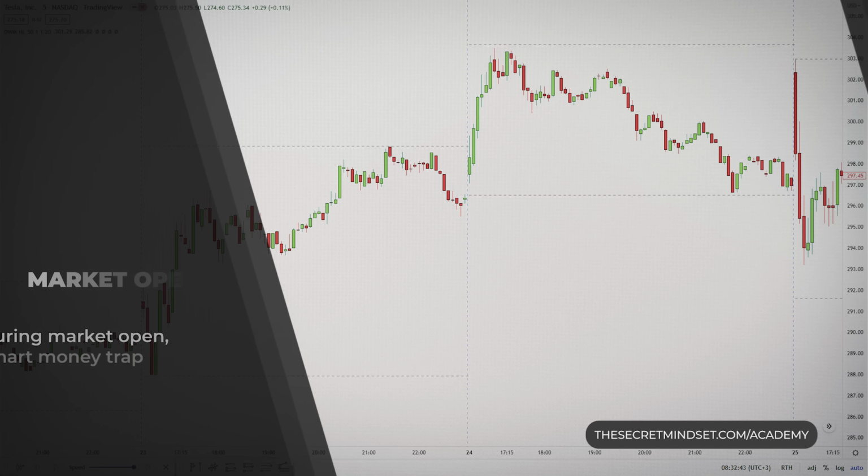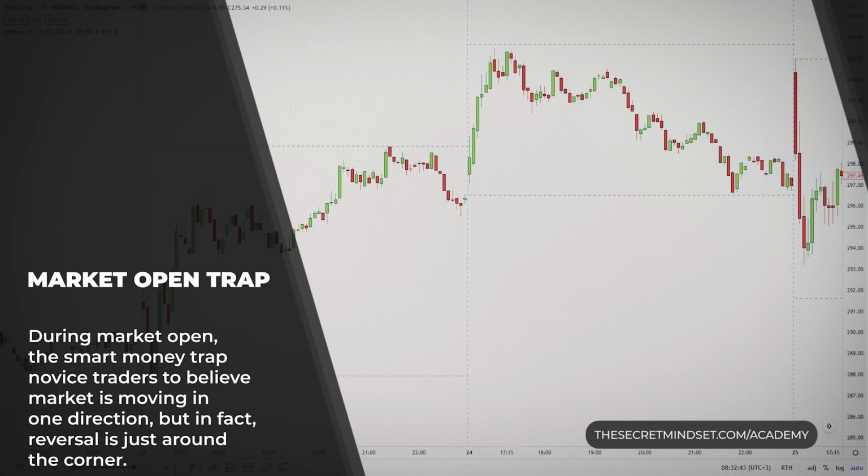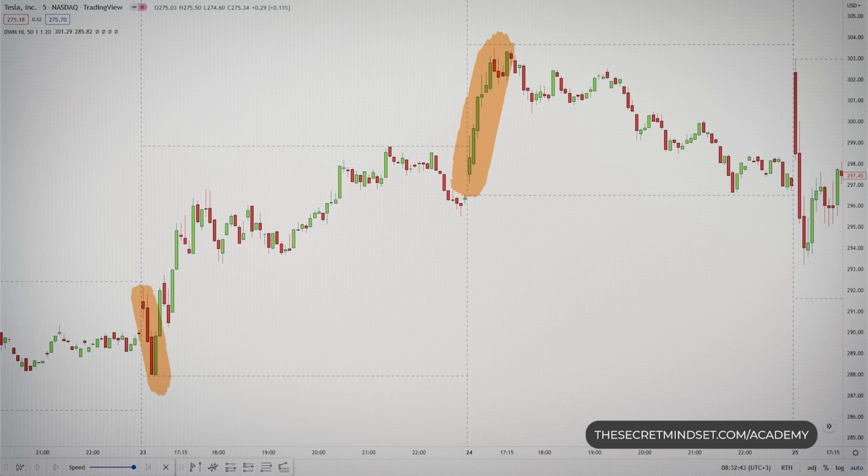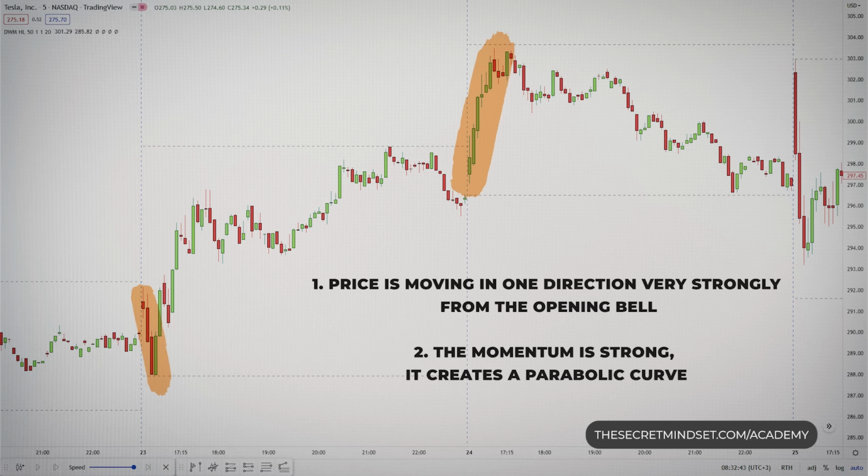During market open, the smart money traps novice traders to believe the market is moving in one direction, but in fact, a reversal is just around the corner. I call them morning reversals. Often, you will see prices moving in one direction very strongly from the opening bell. The momentum is so strong, it creates a parabolic curve. It makes you regret not entering early. But don't get trapped. This parabolic move often gets reversed.